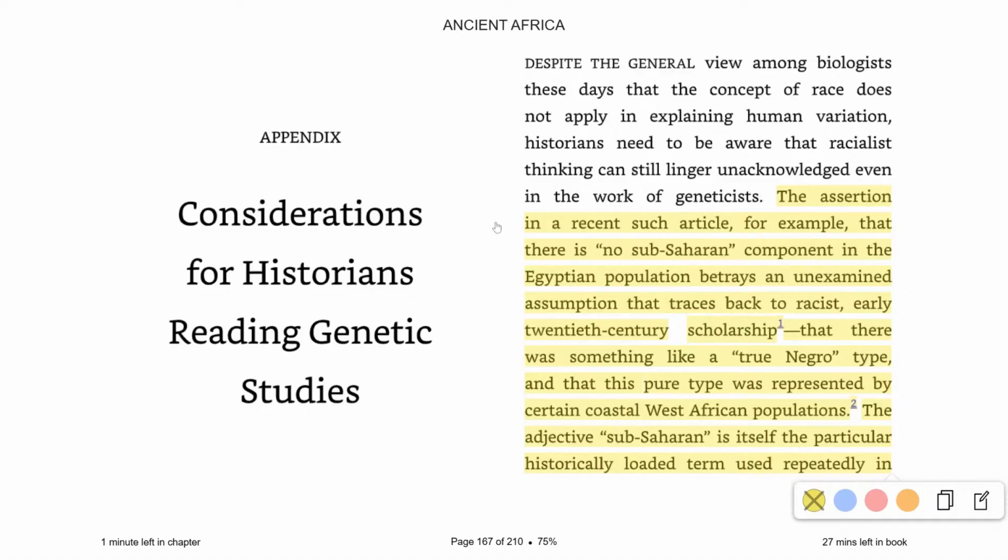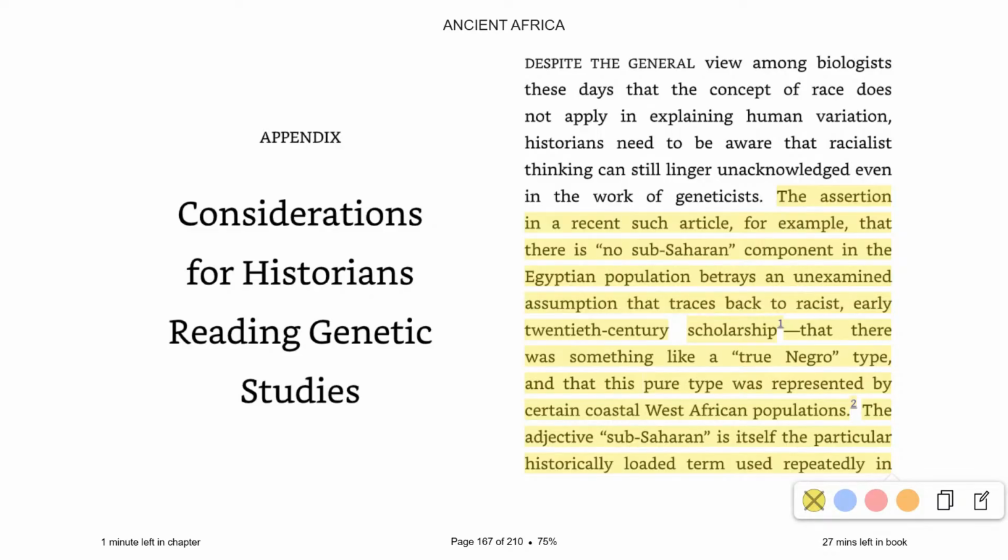It says the assertion in a recent such article, for example, that there is no sub-Saharan component in the Egyptian population betrays an unexamined assumption that traces back to racist early 20th century scholarship that there was something like a true Negro type, that this pure type was represented by certain coastal West African populations. Now, mind you, you see that today on YouTube. You hear people say, "Oh, sub-Saharan African," and then they equate it automatically with being West African, right?